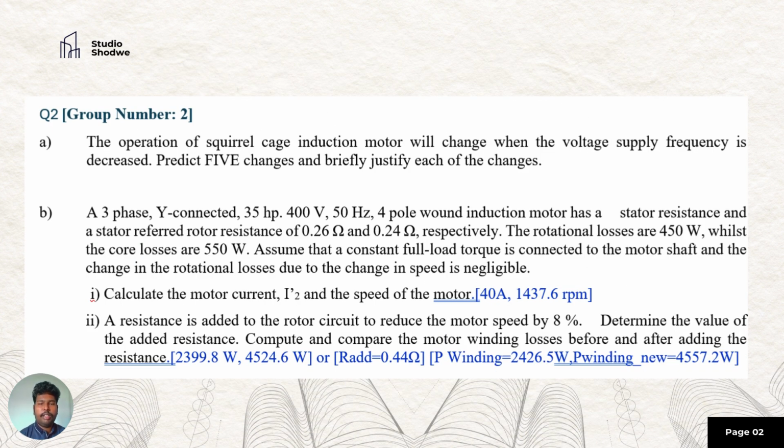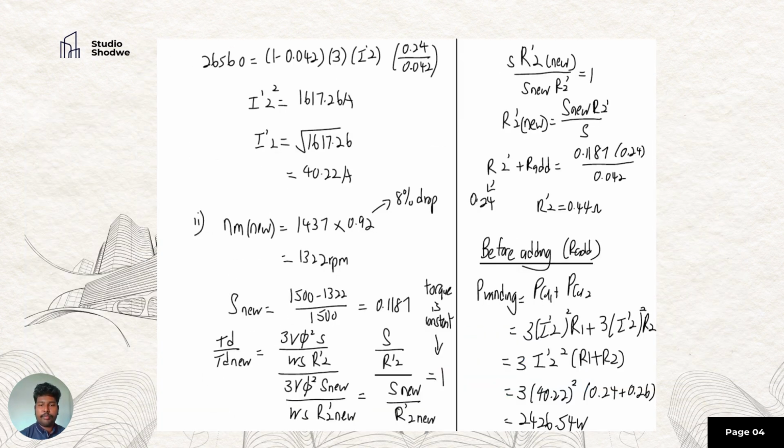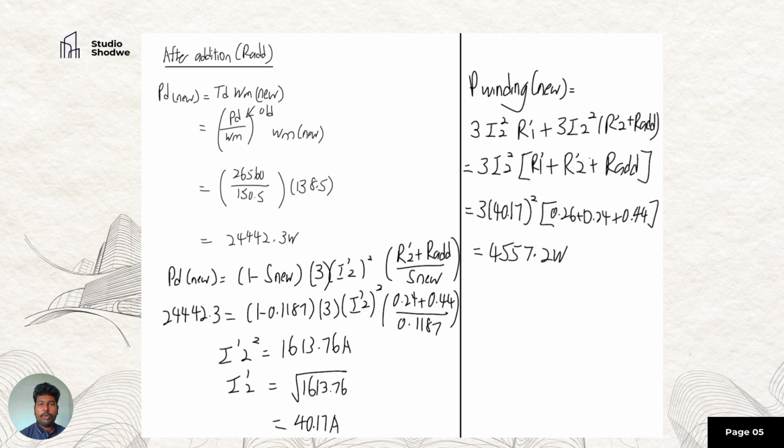So from here, we can see that when the resistance is added, the motor winding losses, the power of the winding, is increased from 2426.5 watts to 4557.2 watts.